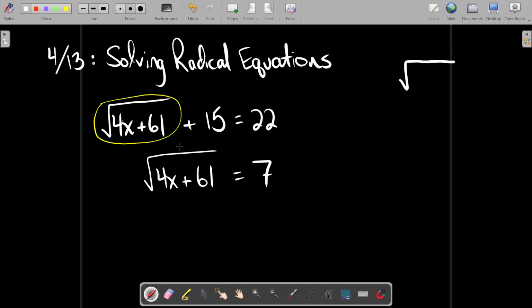We know that things can be taken away. Everything in math that you see can be made to go bye-bye, right? And square roots can be eliminated by using their inverse, which is called a square. Squaring and square rooting are like plus and minus or times and divide. They can just undo each other. So if I square both sides, that leaves me on the left with just what was inside, the 4x plus 61. And then what's 7 squared? 49.